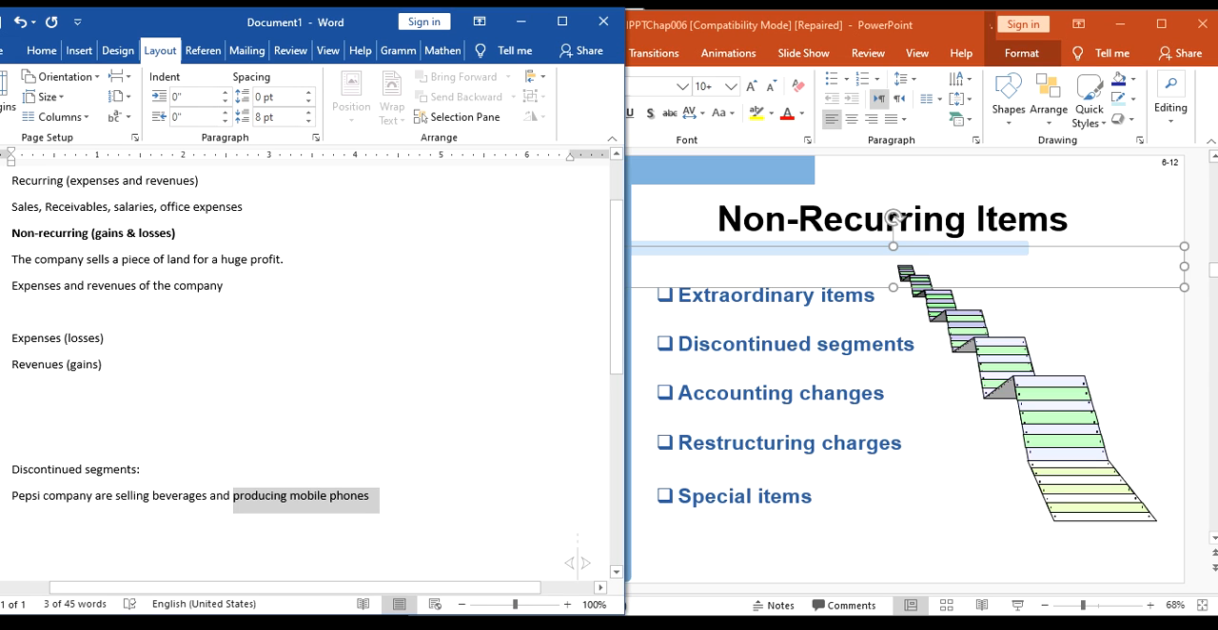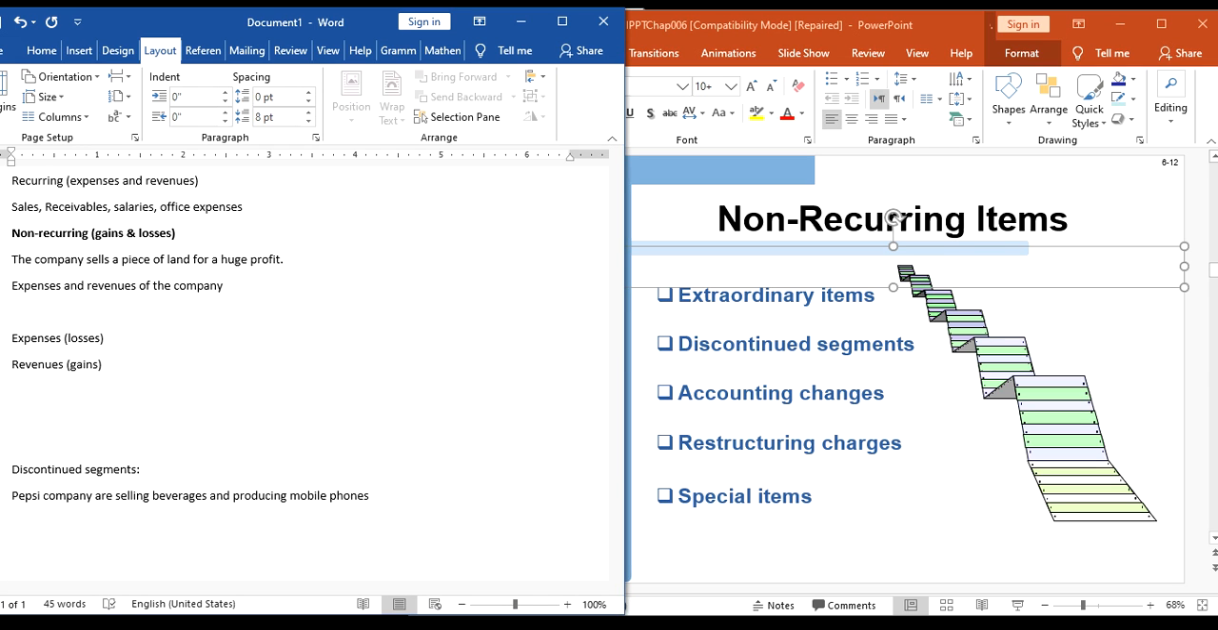So when the investors or the creditors are analyzing the financial statement of Pepsi, they are going to investigate the selling of beverages, the market proportions of beverages, and the share of Pepsi in the market in the beverage industry, not the other types.